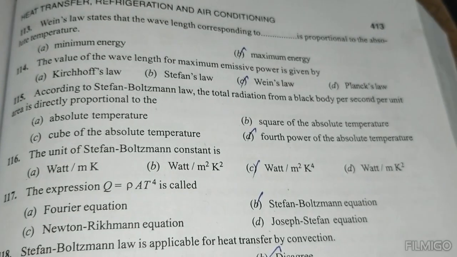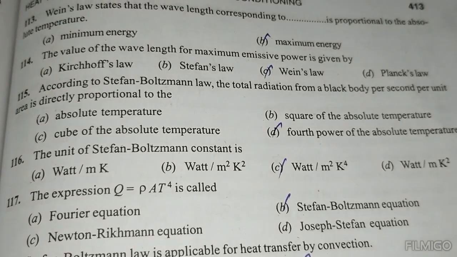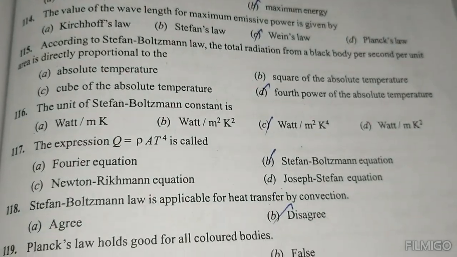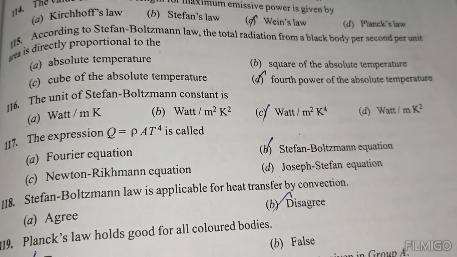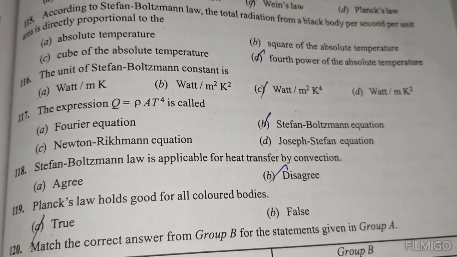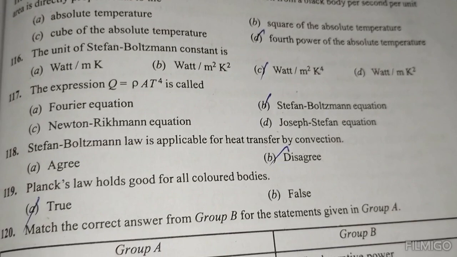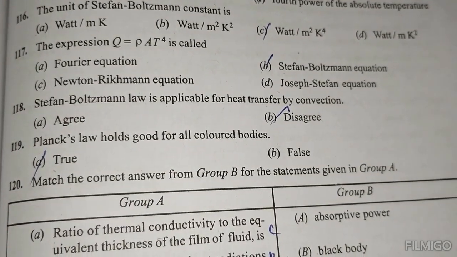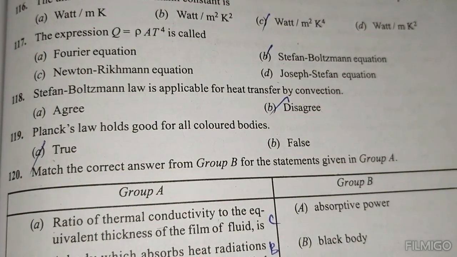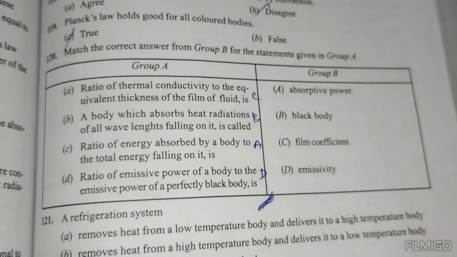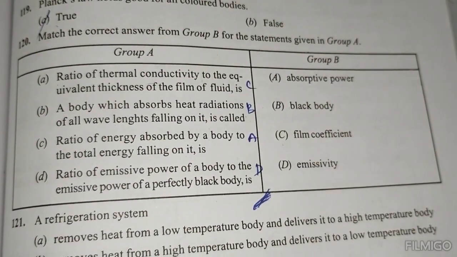According to Stefan-Boltzmann's law, total radiation from a black body per second per unit area is directly proportional to the 4th power of the absolute temperature. The unit of the Stefan-Boltzmann constant is watt per meter square Kelvin to the power of 4. The expression Q equals sigma A T to the power of 4 is called Stefan-Boltzmann's equation. Stefan-Boltzmann's law is applicable for heat transfer by convection? Disagree. Planck's law holds good for all colored bodies. Right. Okay. The ratio of thermal conductivity to the equivalent thickness of the film of a fluid is the film coefficient.